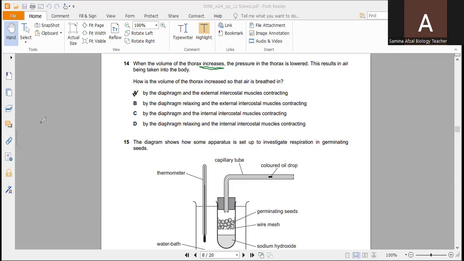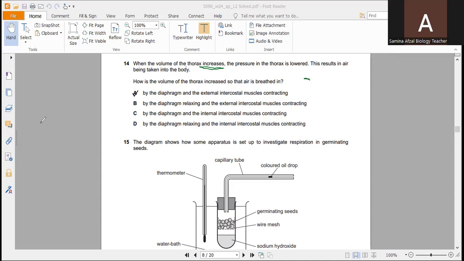So how is the volume of the thorax increased? The air is breathed in, so volume is increased. How? By the diaphragm and the external intercostal muscles contracting.